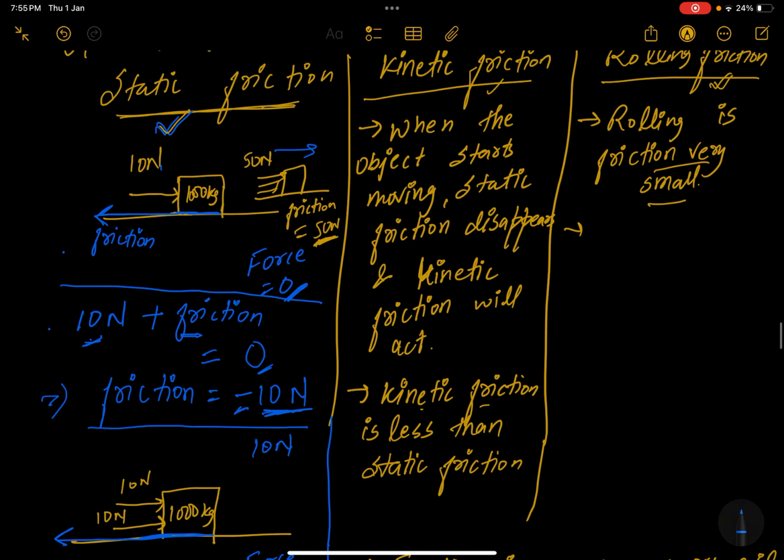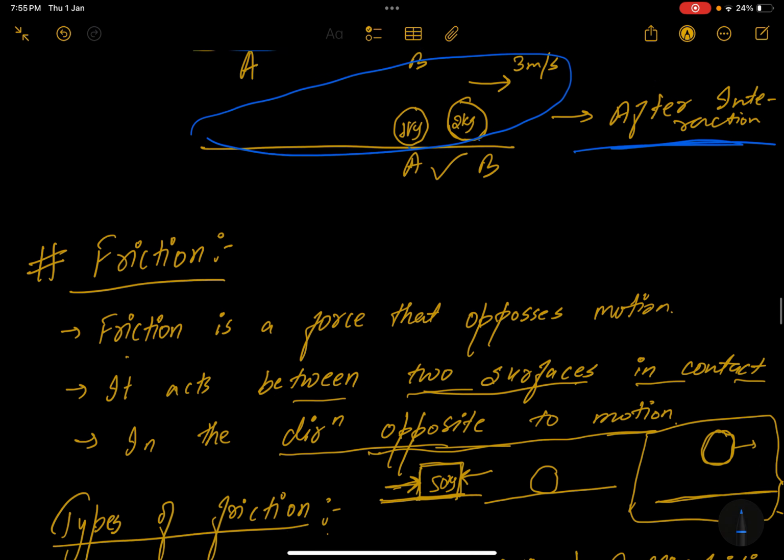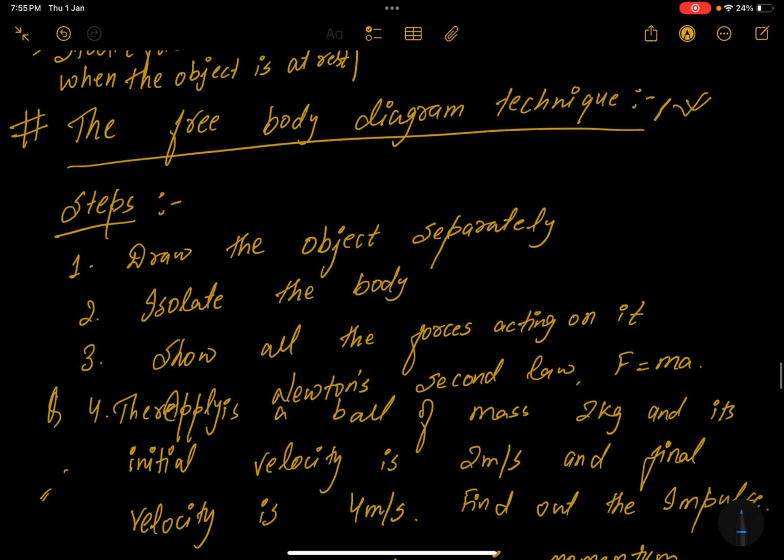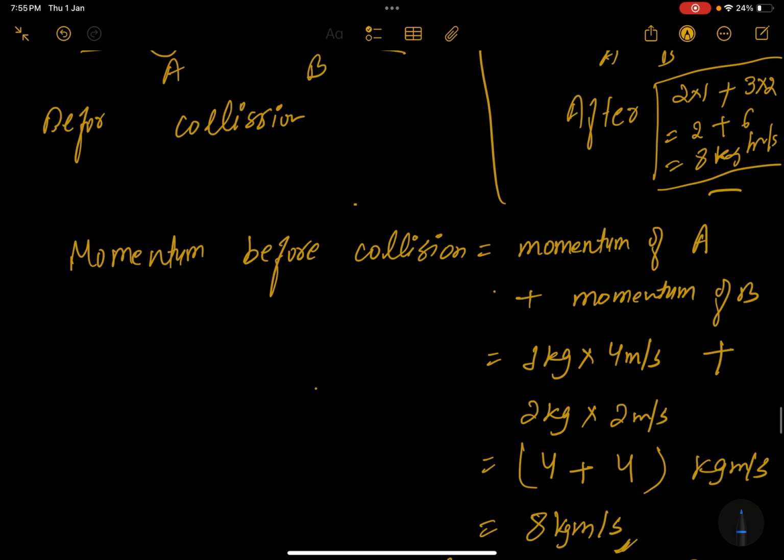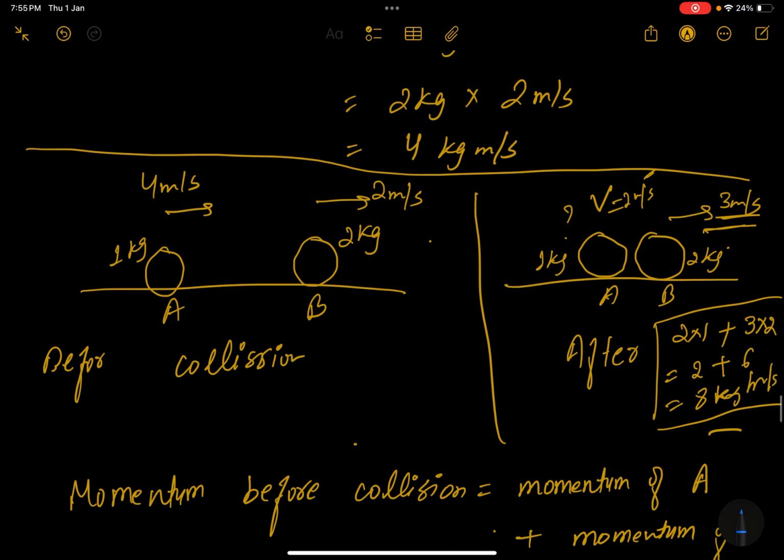So for explaining this, I will take you below and explain it further. Okay, this is the case. This is before interaction and this is after interaction. Before interaction, there is ball A of 1 kg with 4 meters per second velocity. There is ball B with 2 kg mass and 2 meters per second velocity. After collision, we have to find the speed of ball A, and it is given that ball B's velocity after collision is 3 meters per second.